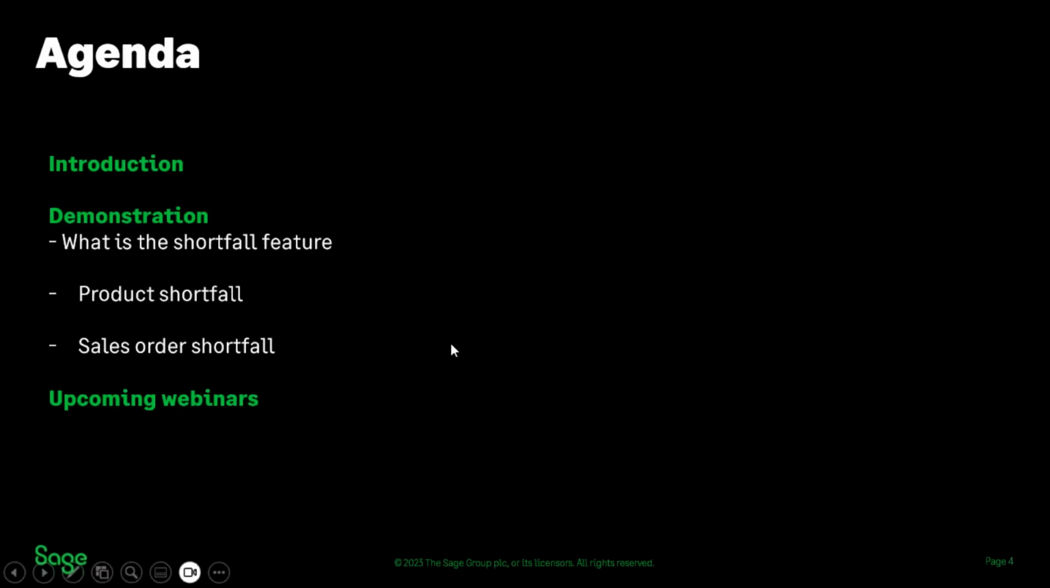Okay, so this is what we're going to be looking at. First of all, a quick introduction to what the shortfall feature is, and then we're going to go through the shortfall feature in the product module, and then, if you're using Sage 50 Professional, how to use it within the sales order shortfall option in the sales order module. And then we're just going to talk about some upcoming webinars. We've got some really exciting webinars coming up in November, so we'll be talking about those a little bit later.